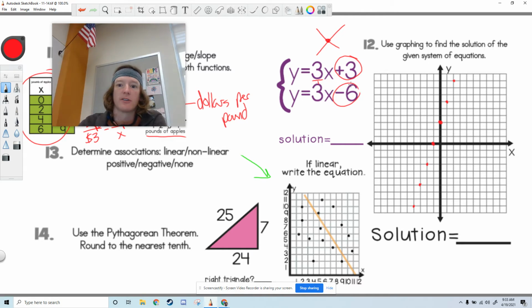And then the next one, we're going to start at negative 6, down 6, 1, 2, 3, 4, 5, 6. And we're going to go up 3 over 1, up 3 over 1, and so on. Maybe you notice something here at this point. These lines are parallel.